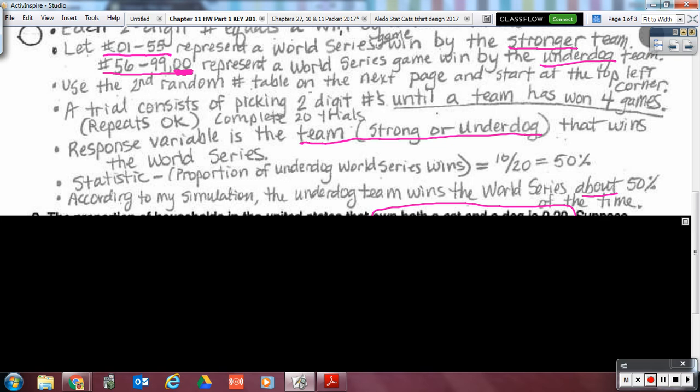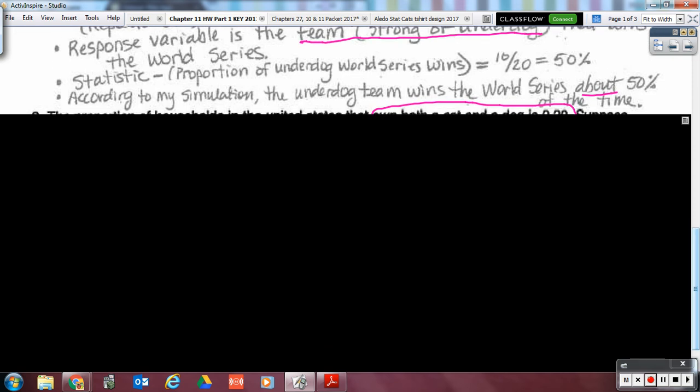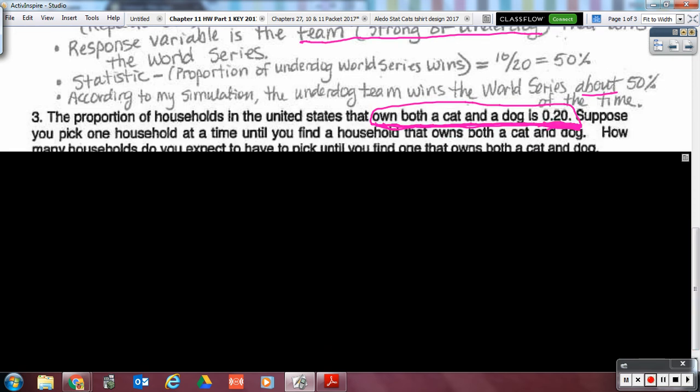So, in conclusion, according to my simulation, I expect the underdog team to win the World Series about 50% of the time. Okay, questions on that? All right. Now, on this next one, we'll go ahead and go over this third one here.